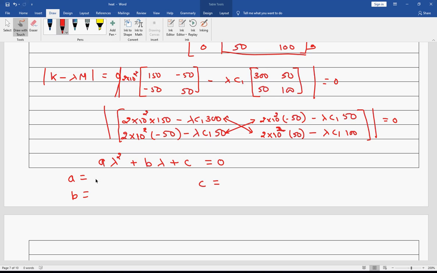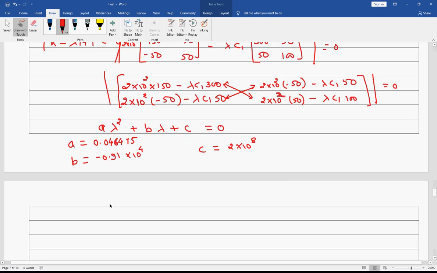Okay, so do let me know if these are correct values. 4, 6, 4, 7, 5. B is minus 0.91 into 10 to the power 4, and C is 2 into 10 to the power 8. Okay, so assuming now, let's say these values are correct, we will move ahead.